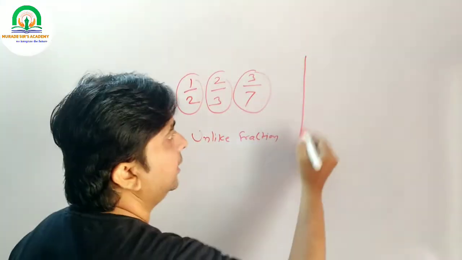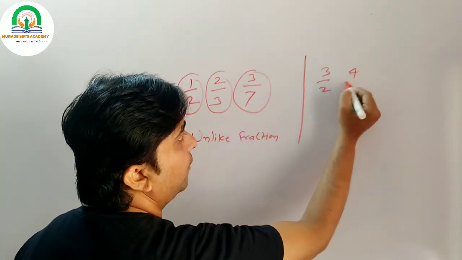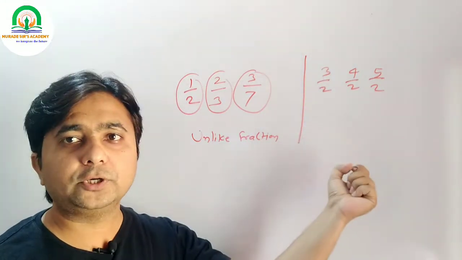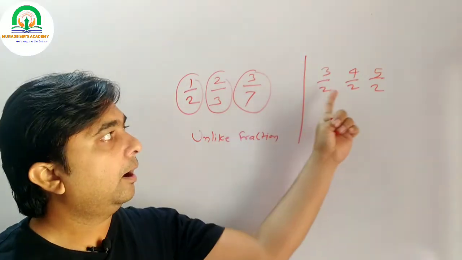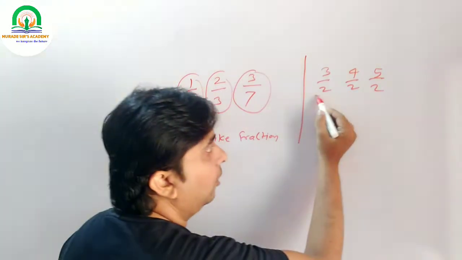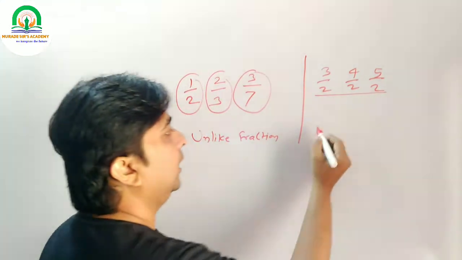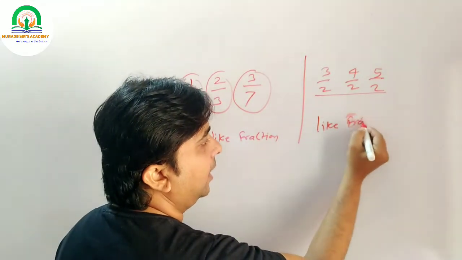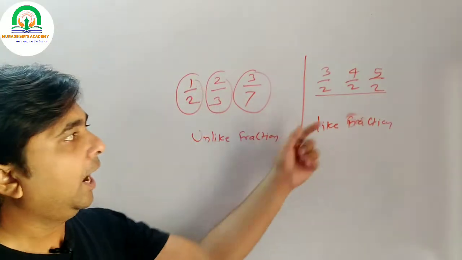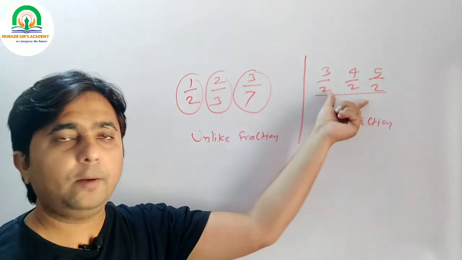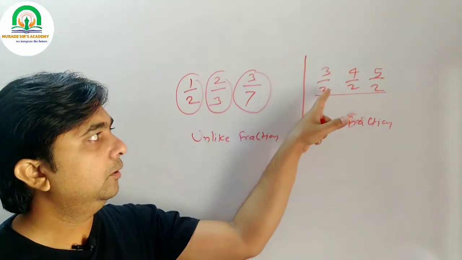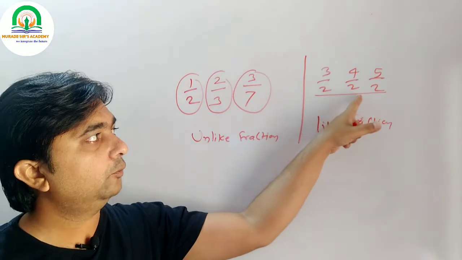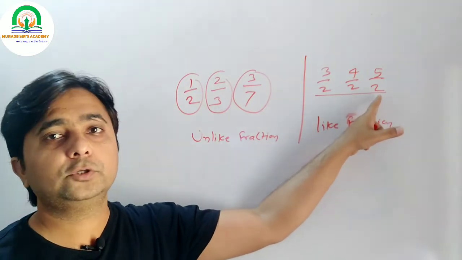Okay, and here 3/2, 4/2, 5/2, I took the same portion from the numbers above. If the denominator is the same, it is called like. What is the difference between like and unlike fractions? In like fractions I took the same portion from the numbers above: the half portion from 3, the half portion from 4, and the half portion from 5.